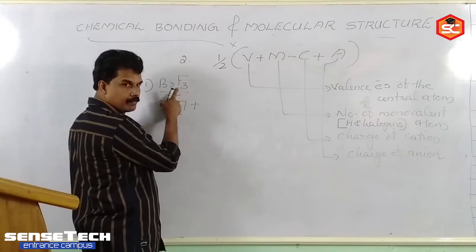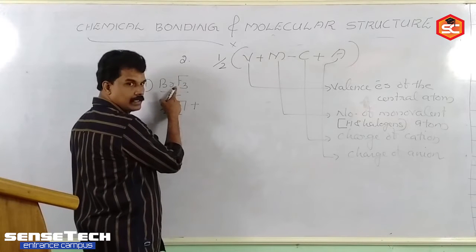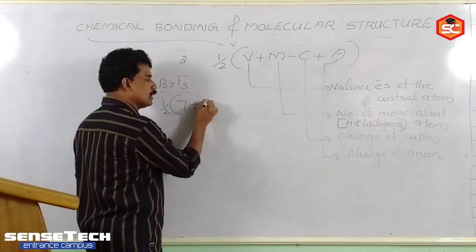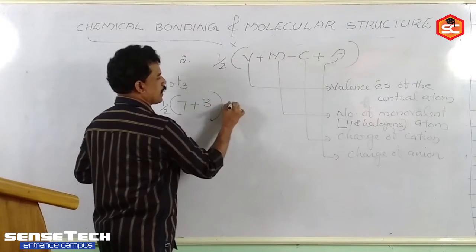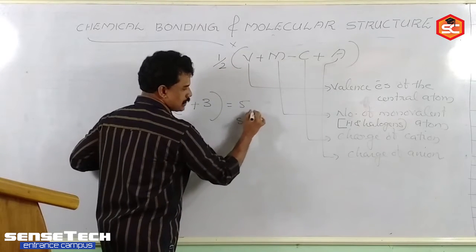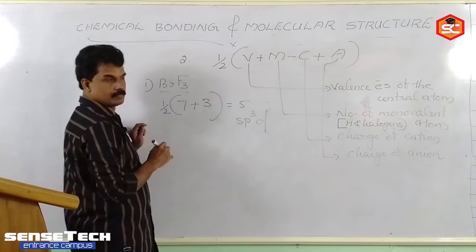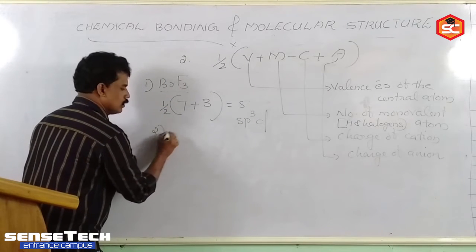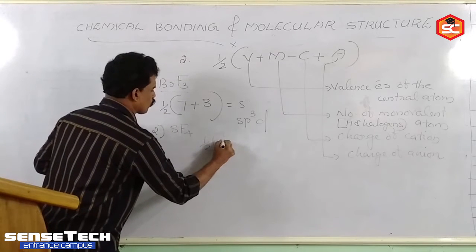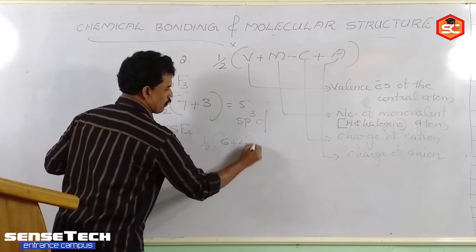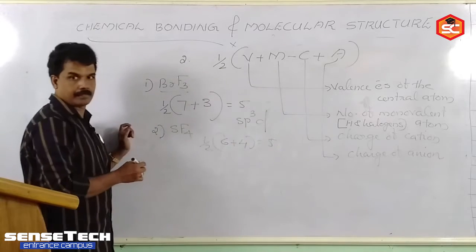Fluorine is the combined atom. Is fluorine monovalent or any other valency? Monovalent. So 7 plus 3. Cation is not here, anion is not here. So 10 by 2, 5. So the hybridization is sp3d. Second molecule, SF4: half into valence electron of the central atom 6 plus 4. Same, sp3d.